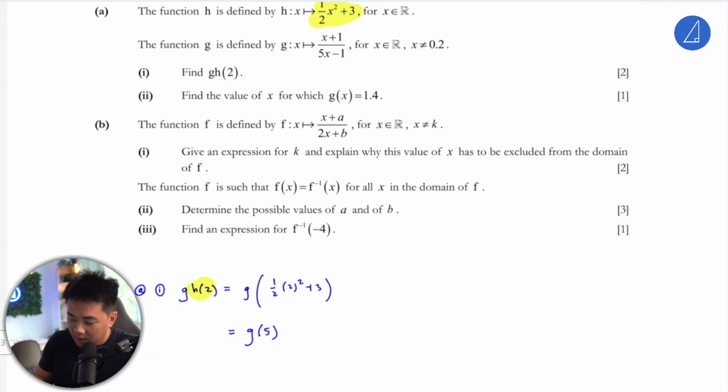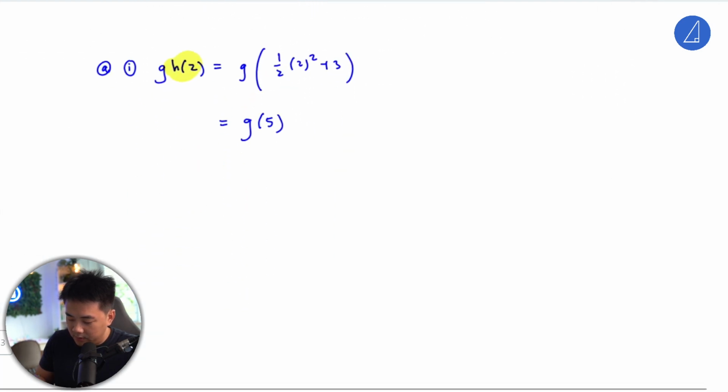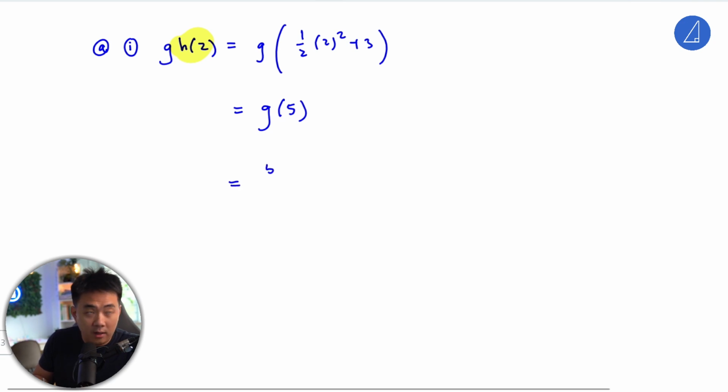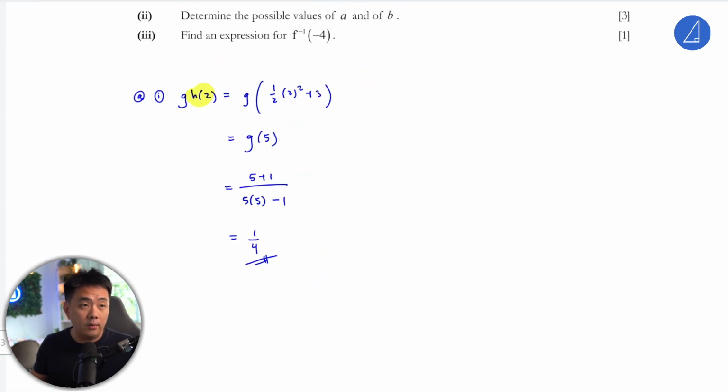g(5) is actually just 5 plus 1 over 5 minus 1. So you can use a calculator, and this will be 1/4. Okay, that's it. I think the first part is pretty okay. Then we look at part 2.